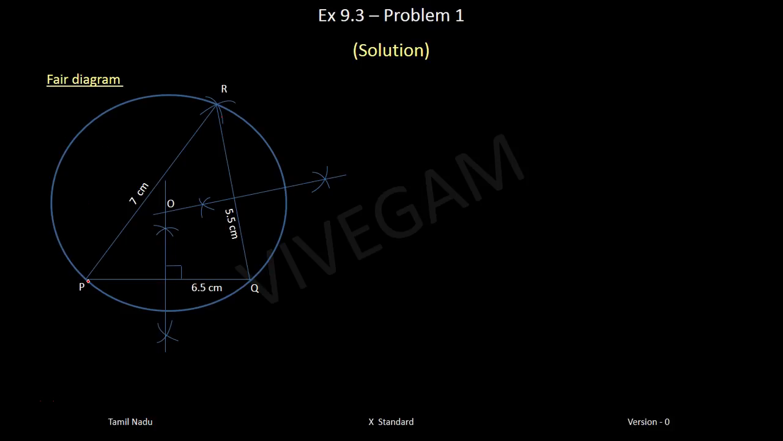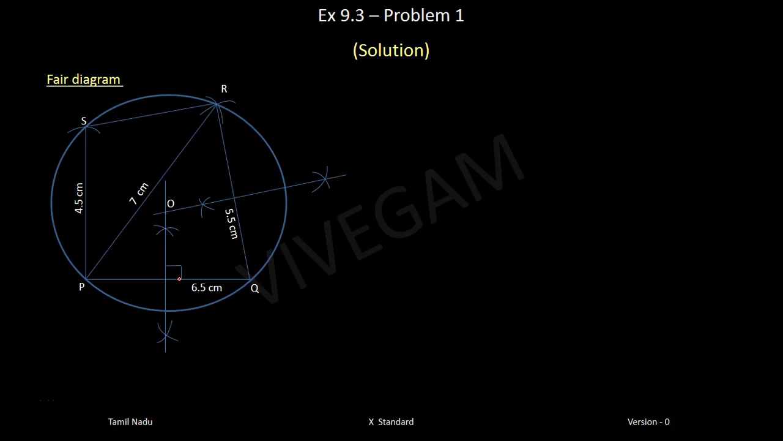So with P as center and radius of 4.5 centimeter, draw an arc, and that point is S. Now all you need to do after this is join P and S and S and R. That's all. Now you can put all the labels. This is 4.5 centimeter, this is 7 centimeter, 5.5 and 6.5 centimeter.